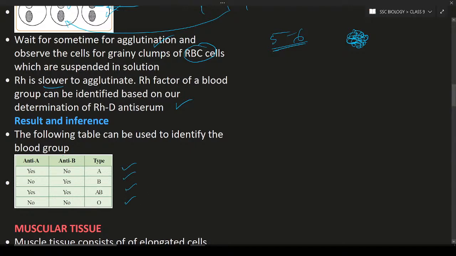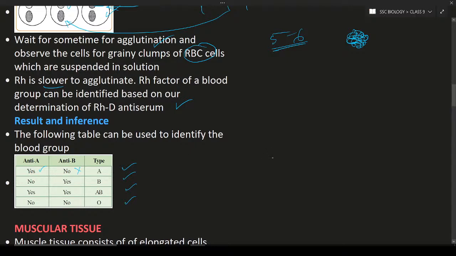Okay, in the first slide, our first porcelain plate. In the first circle, with anti-A, the agglutination has taken place, and with anti-B there is no agglutination. So what is happening here? The type is A. Why? Because you can see the agglutination in the anti-A circle, so the blood group is A.